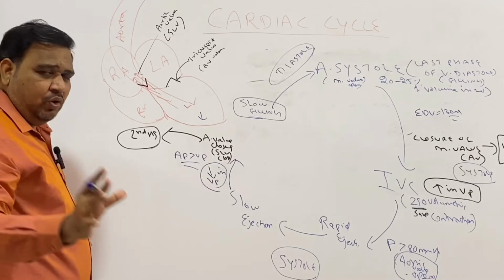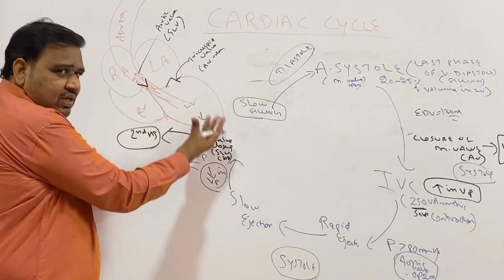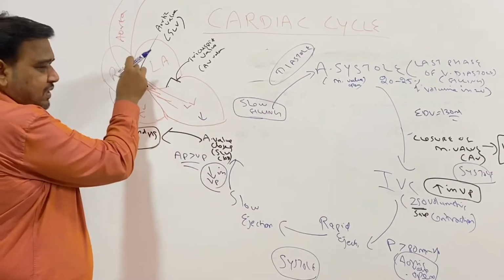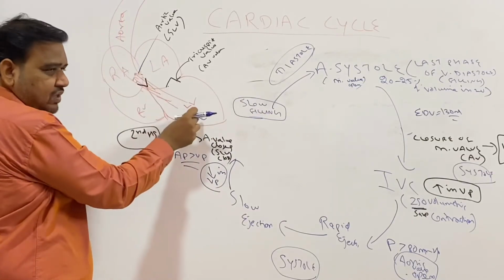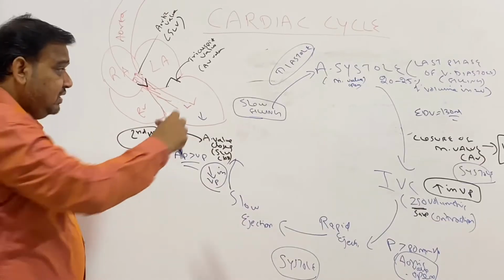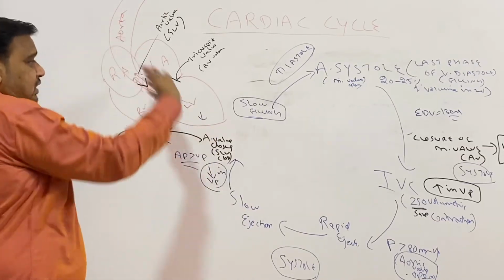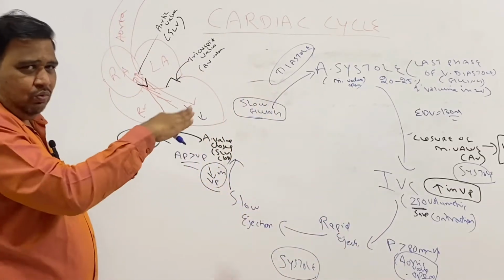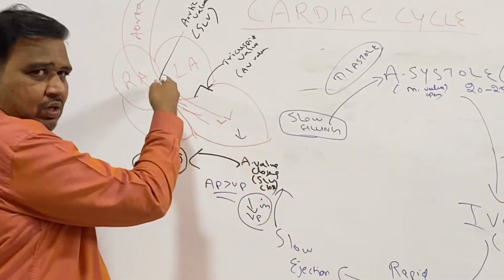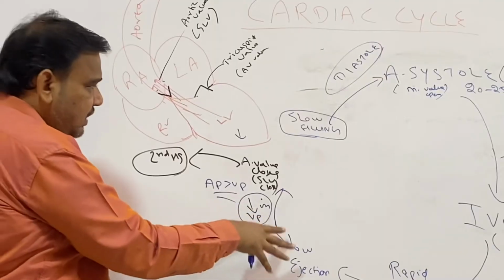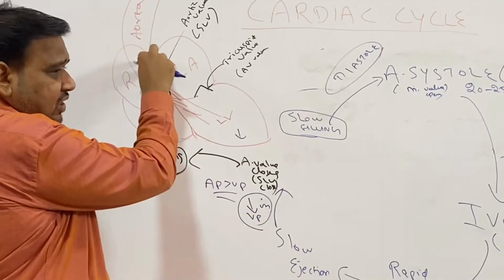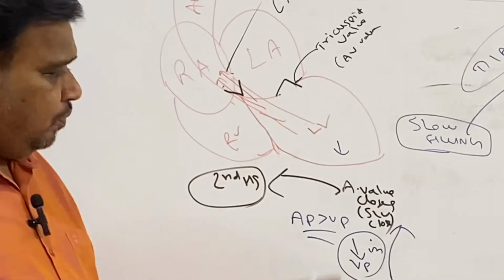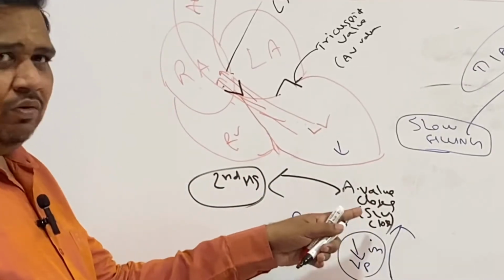Once the ejection phase is about to complete, the ventricular pressure decreases. As this pressure decreases, to prevent a backflow, because this pressure is more now than this pressure. During the ejection phase, this pressure was more, so the pressure forced the aortic valve to open and ejection occurred. Blood is moving out of the left ventricle into the aorta. Once the ejection phase is completed, this pressure is more than this pressure. So what happens? There is a possibility of backflow. To prevent that, the aortic valve closes.